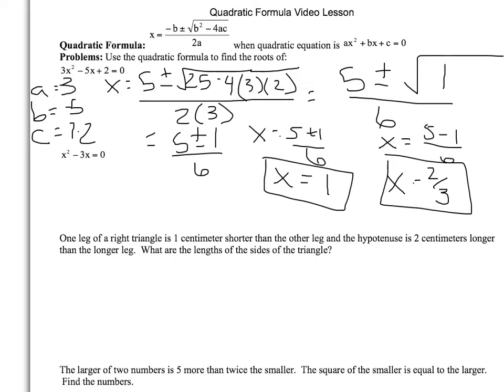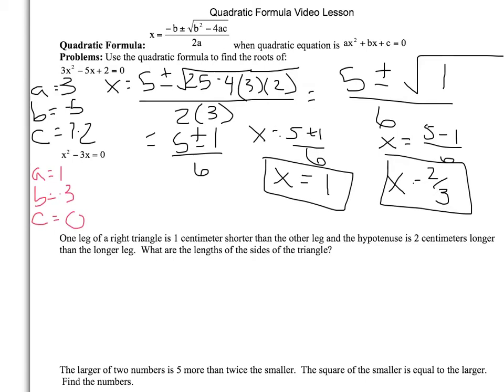Let's try the next one. I'm going to have to try to find some room to fit all of this in, but we'll start right next to it. We have x squared minus 3x equals 0. It's already in standard form, so let's list our a, b, and c. A is 1, b is negative 3, and notice there is no constant, so c is 0.